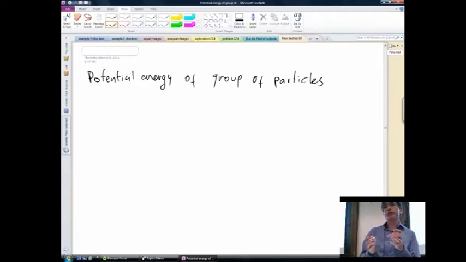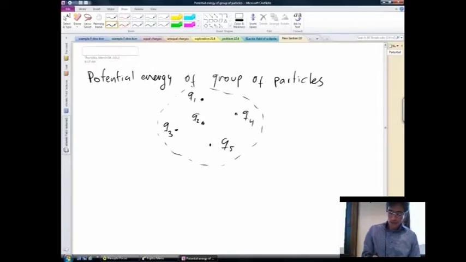What about the potential? We just calculated the potential energy of 2 particles. What about if you have more than 2, 3, 4, 5, any number of particles? That is, you want to calculate the potential energy of, say, this configuration of particles. Call this one Q1, Q2, Q3, Q4, Q5. And I'm going to draw a line here to say this is the system that I'm looking at. And I want to calculate how much is the potential energy of this system. It should have some potential energy, of course.